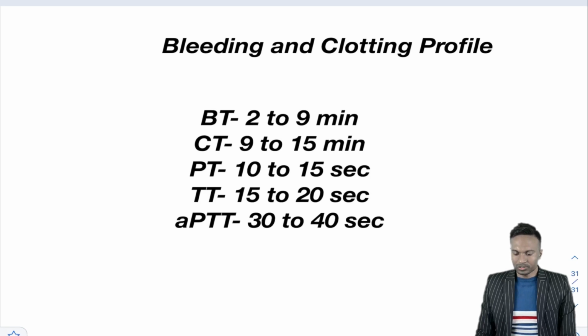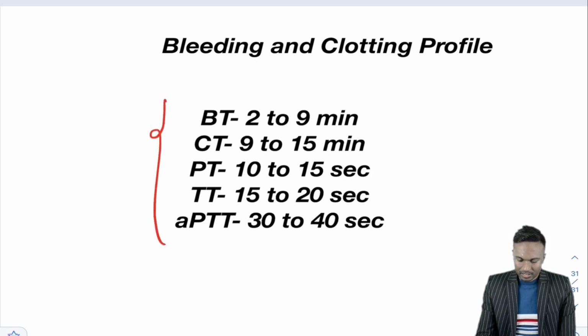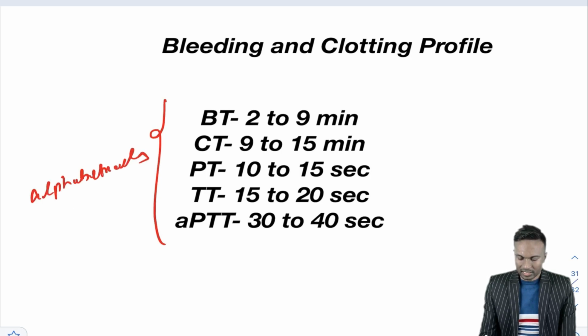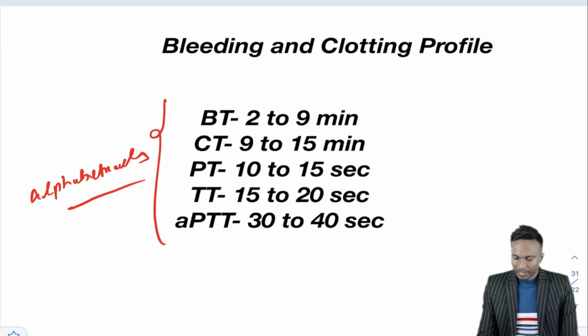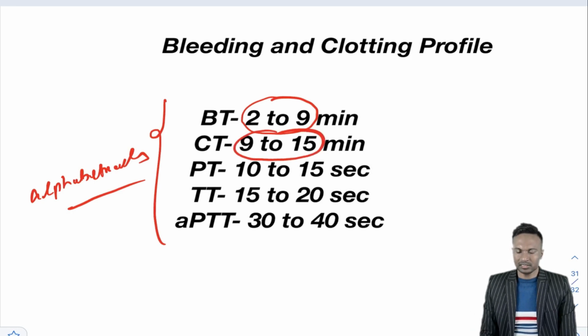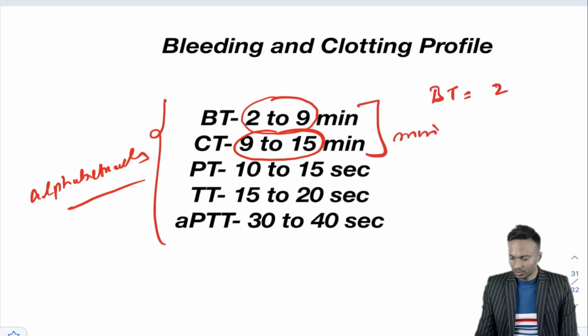Again, you guys must be also knowing that remembering these times: bleeding time, clotting time, prothrombin time, and then thrombin time, and activated partial thromboplastin time. BT, CT, right, alphabetically, these are arranged alphabetically, right? So BT is of 2 to 9 minutes, normal bleeding time, then C comes after B, right? So alphabetically this is 9 to 15. So BT, CT are in minutes. BT is of 2 to 9, then CT is of 9 to 15.